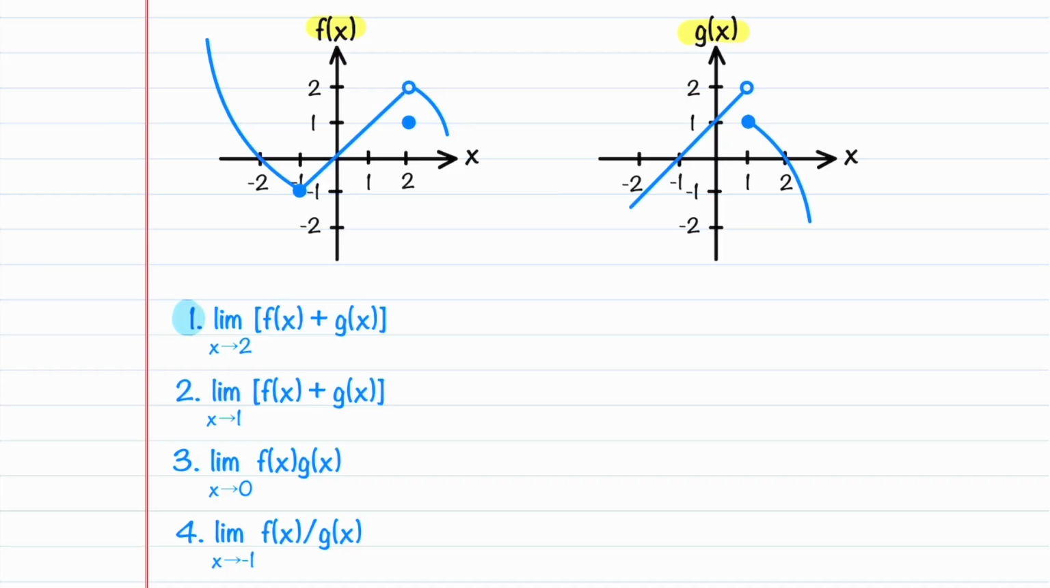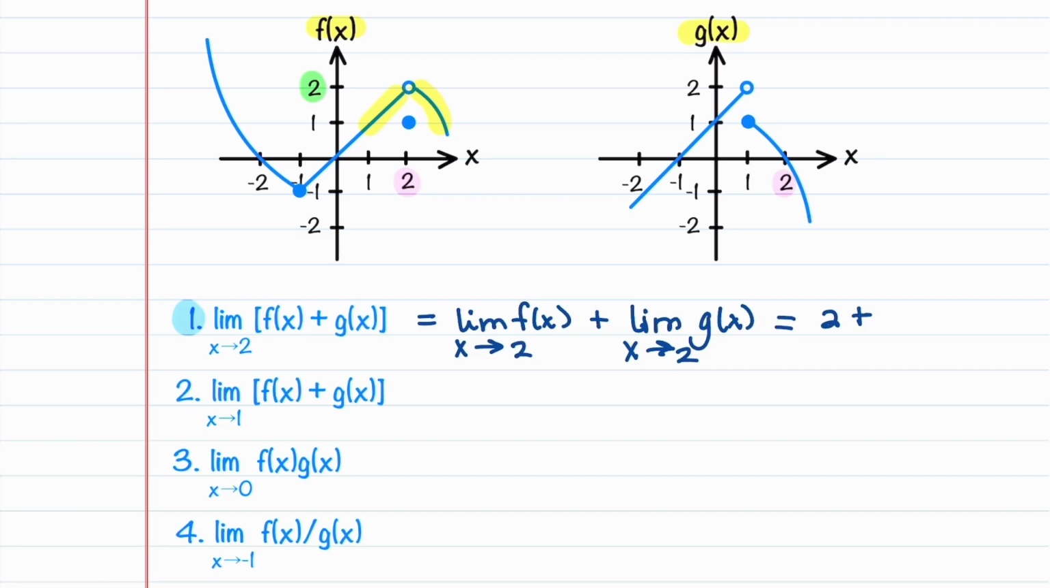For number 1, we're going to use the sum law. So we're going to take the limit of f of x as x goes to 2, and we're going to add to that the limit of g of x as x goes to 2. Now we have to look up at our graph. We're going to be focusing on 2 in both of our graphs. For our first limit, we're going to look at the limit as x approaches 2 from the left and from the right. So it's going to be approaching this number, and that's going to equal 2. So this is going to be 2.